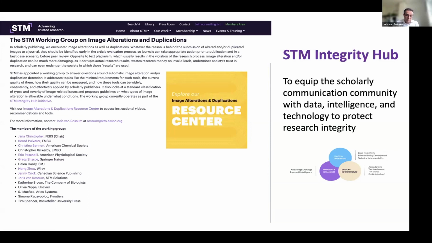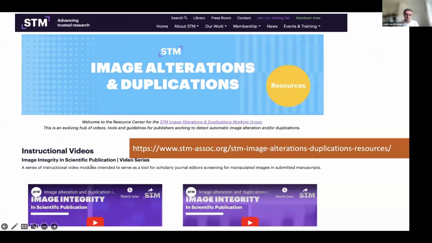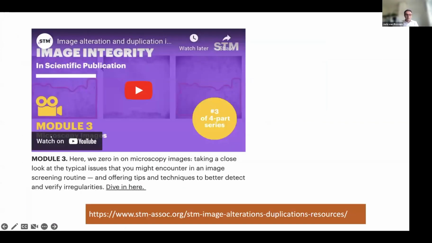One of the things we do is creating a resource center. We have a specific page where you can find more information about the activities of this group. Again, here is the URL. On this page, you can find instructional videos, recommendations and guidelines, and an overview of tools that can assist you in checking incoming manuscripts. The latest video was produced a few weeks ago and published. You can find it on the website, and it was created by Jana Christopher, who I'll give the word to for the next step in this webinar.